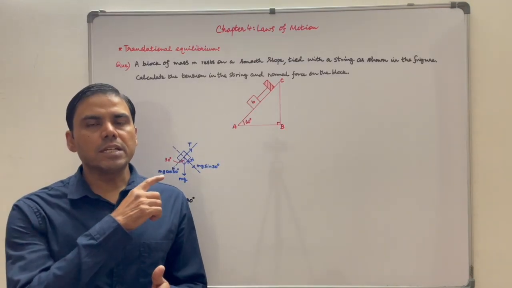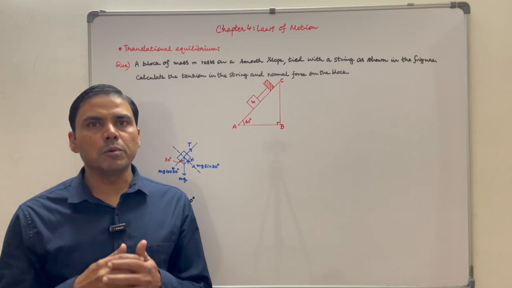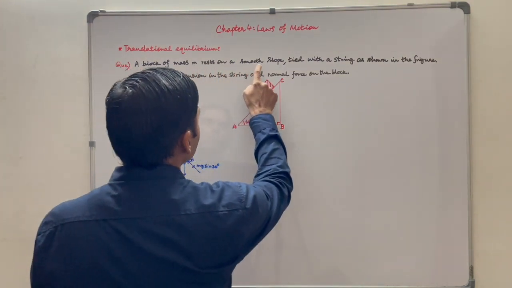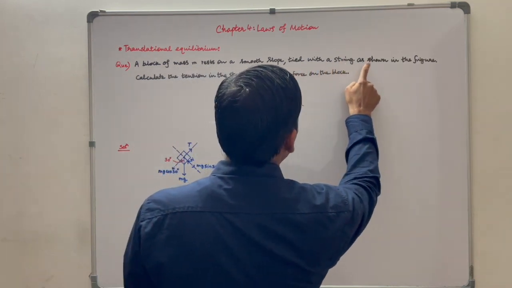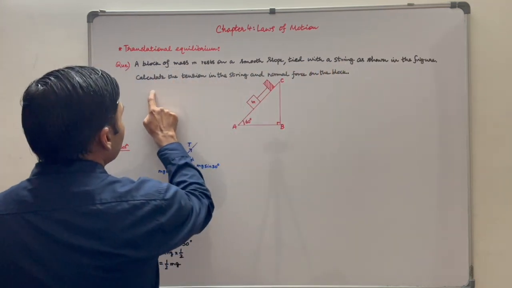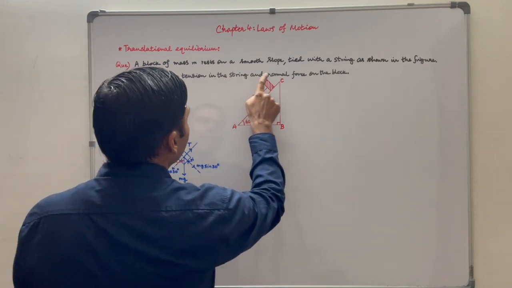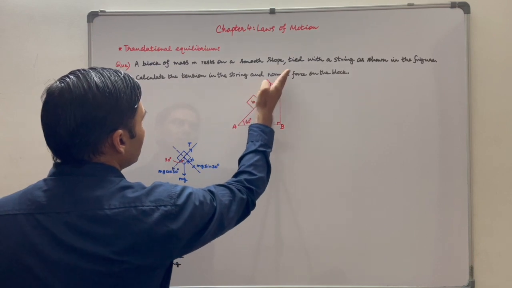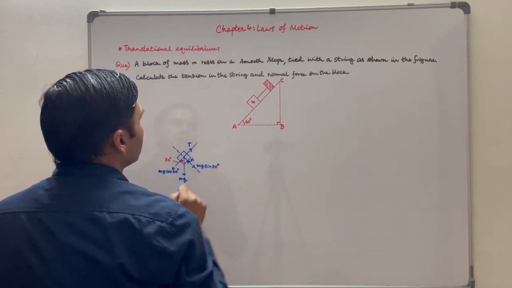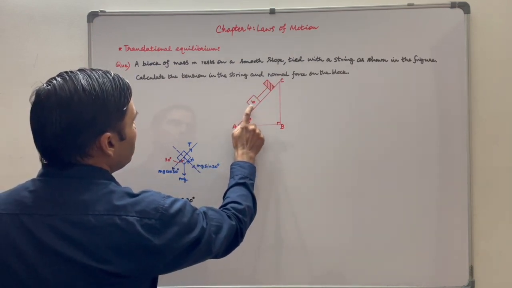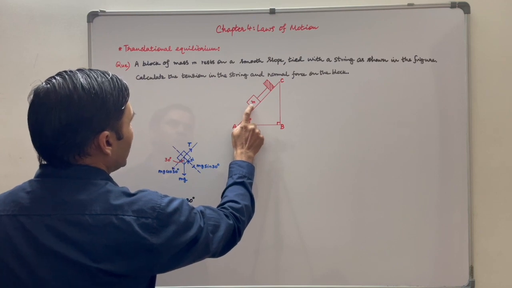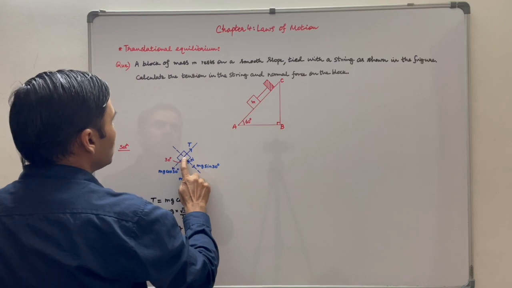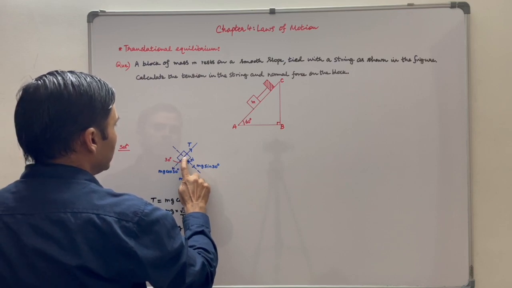Let us see this question based on translational equilibrium. A block of mass m rests on a smooth slope tied with a string as shown in the figure. Calculate the tension in the string and the normal force on the block. This block is resting on this slope tied with a string. First, we will draw the FBD of this block. So we will isolate this block from the rest of the system and draw it in its original shape and orientation.